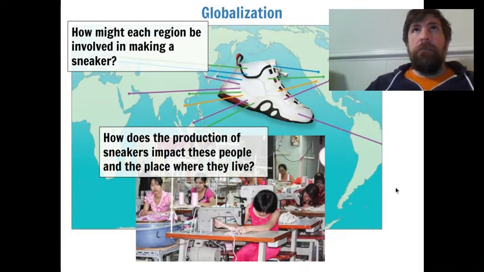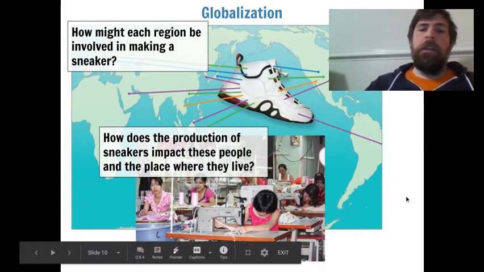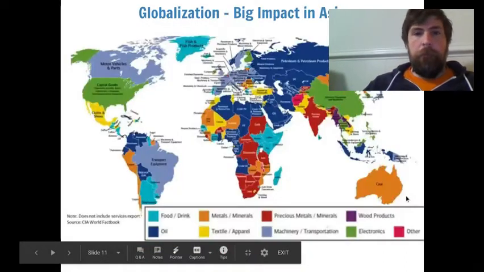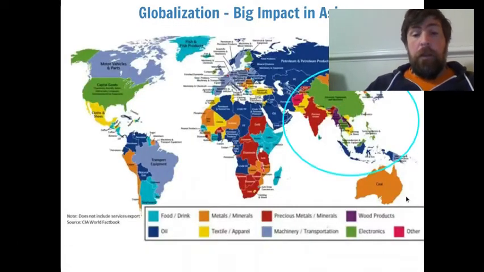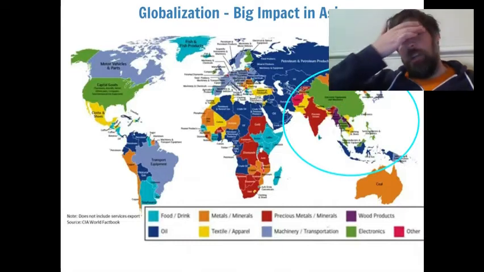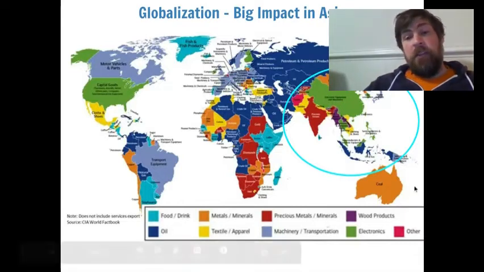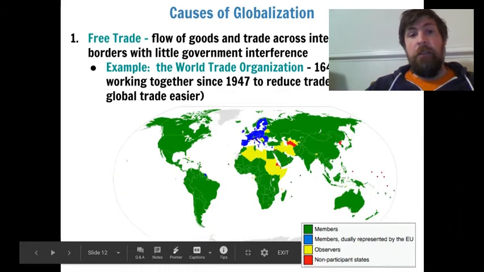So how does making a sneaker affect different people in different places? How does it decide where people live? And how does it affect the economies of different countries around the world? We're going to be talking specifically about Asia, South Asia, and East Asia, and how these places are affected by changes brought on by globalization.